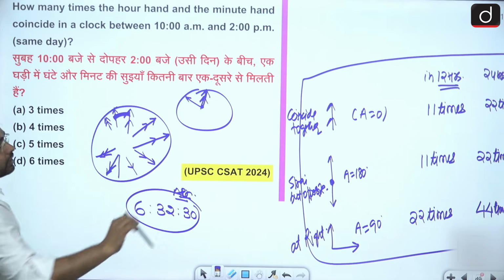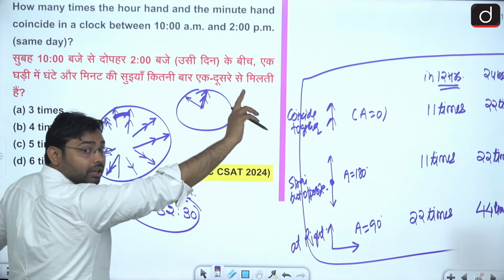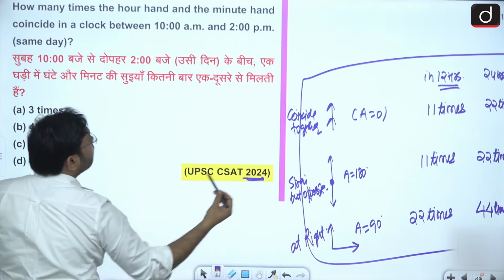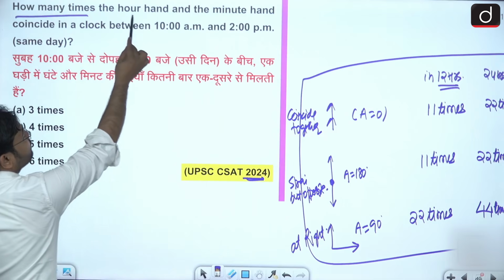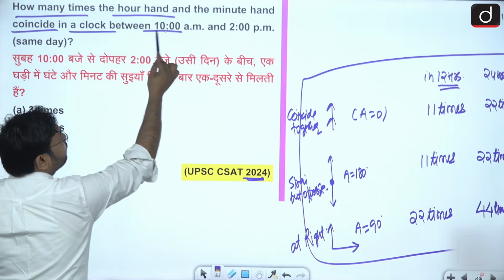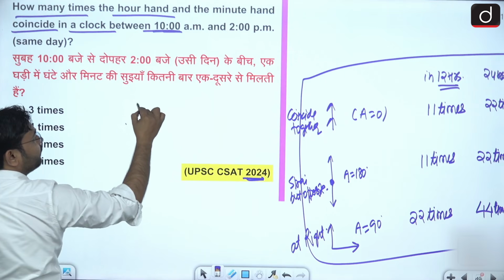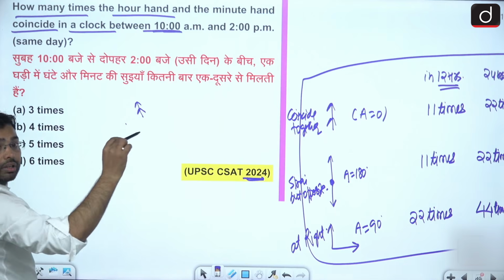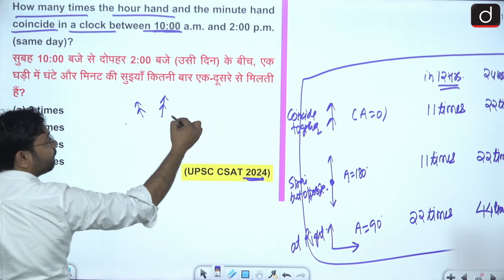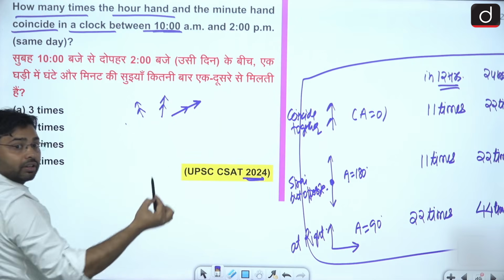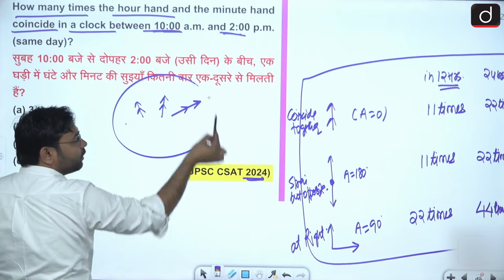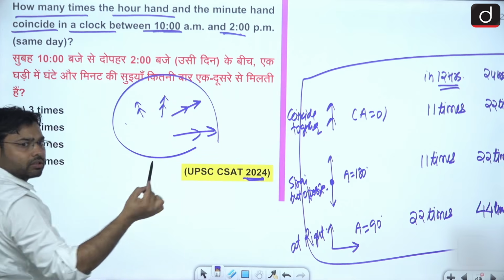So this will happen 11 times. And according to this question, it asks how many times the hour hand and minute hand coincide on a clock between 10 and 2. At 10:50 one time, then exactly at 12, then approx at 1:05, and after 1:05 they will coincide at 2:10 approx.